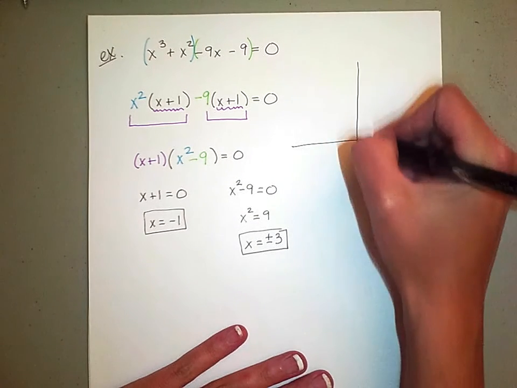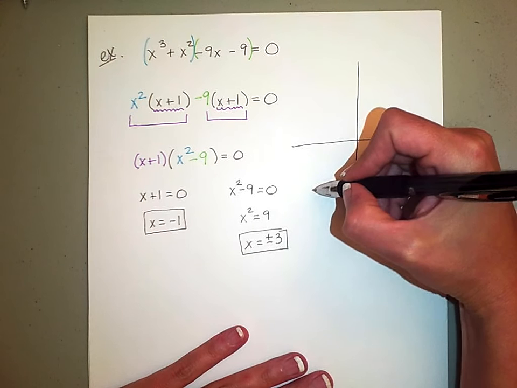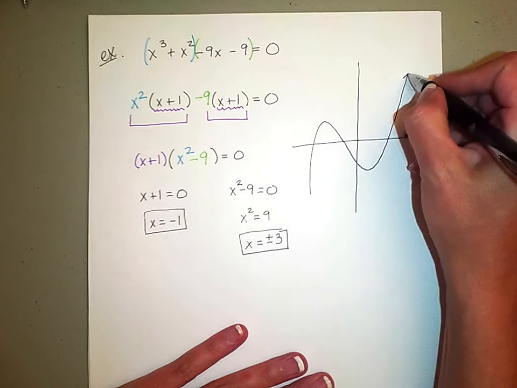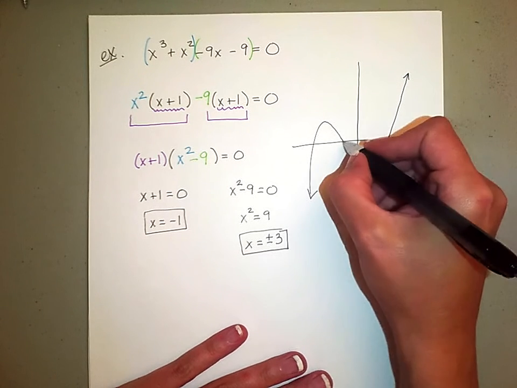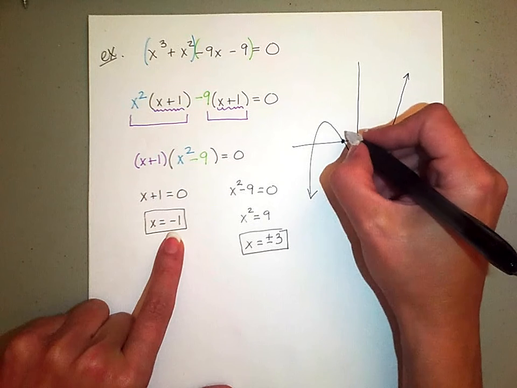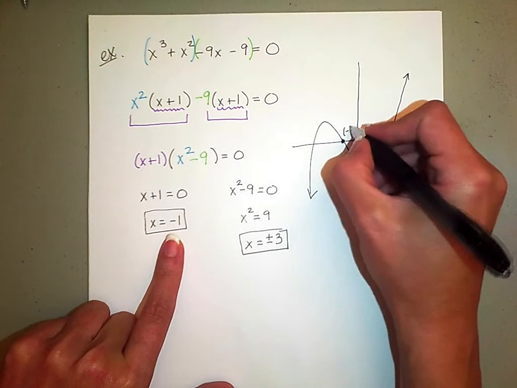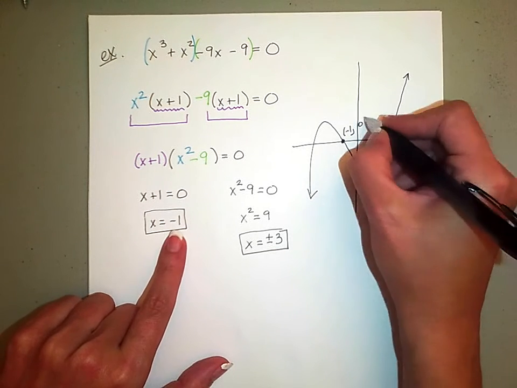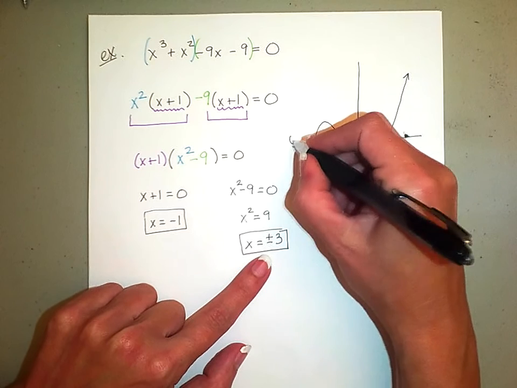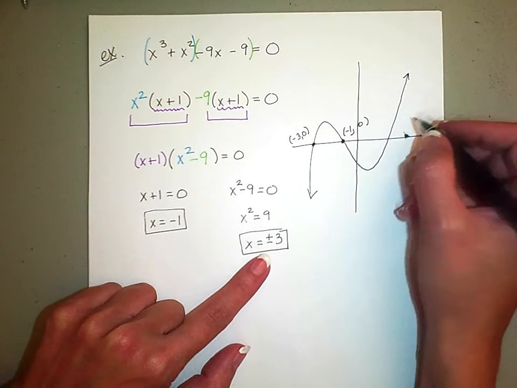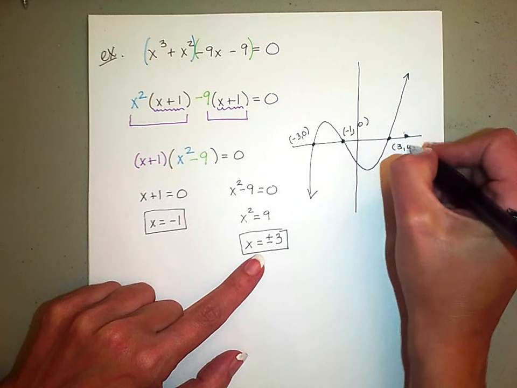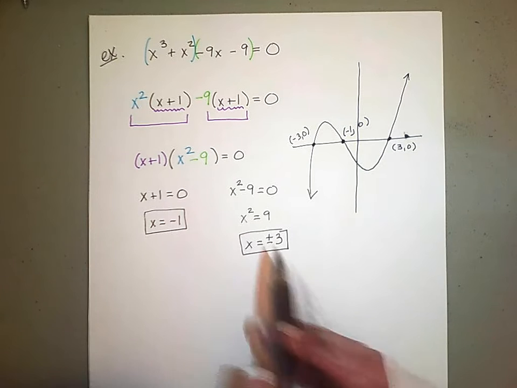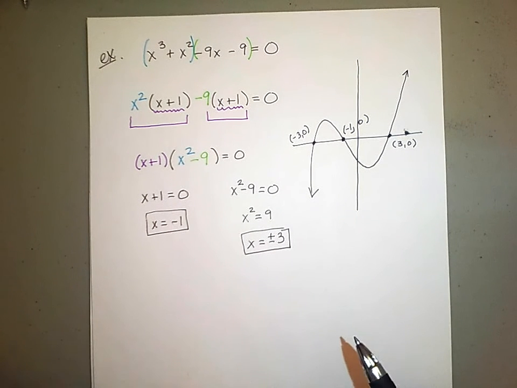Again, if you looked at the graph of this, it looks approximately like so. And the x-intercepts are coordinated with our solution. So when x is negative 1, the function is 0. When x is negative 3, the function is 0. And when x is positive 3, the function is 0. So the x-intercepts and the solutions are very closely related. Okay.